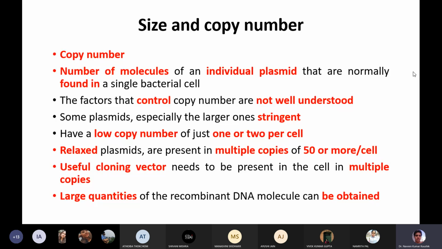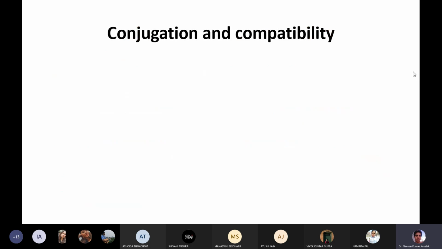So some sequences are going to be there. We choose those sequences which determine the multiple copy number, because a large quantity of recombinant DNA can be obtained per cell. If 50 copies of the same vector are there, then per cell you can obtain 50 times more DNA while taking it out. So this is the copy number: how many copies of the same plasmid are there within a cell.